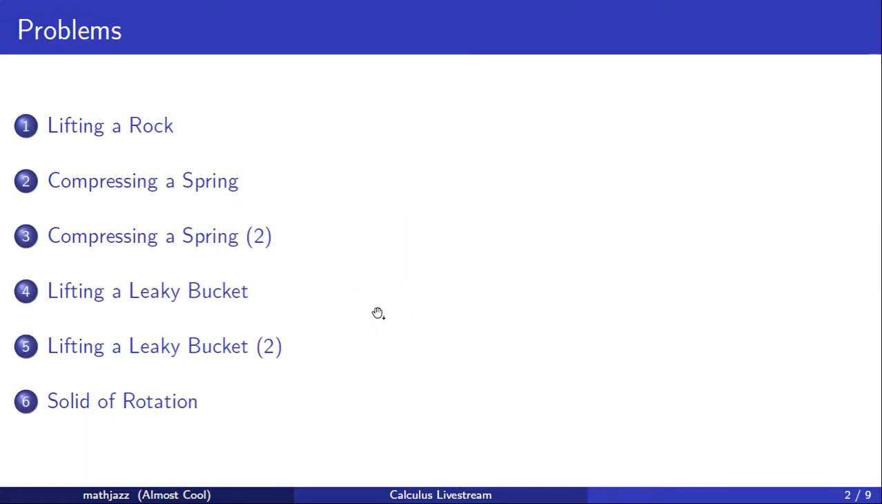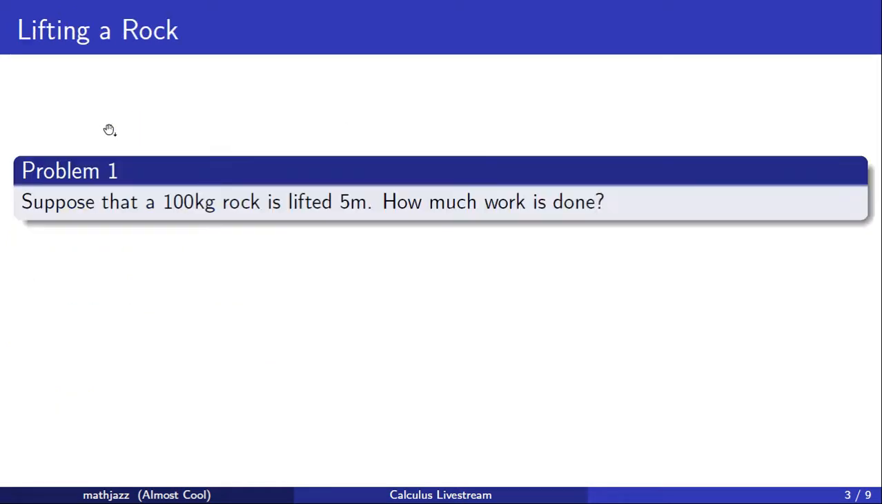First question. I thought that I'd focus on writing questions about work, about force and distance and work, because I think that those are confusing to a lot of people. Anyway, the first question, lifting a rock. There's no calculus required on this question, but I think it's a good starting point. Suppose that a 1,000 kilogram rock is lifted 5 meters. How much work is done in the process?